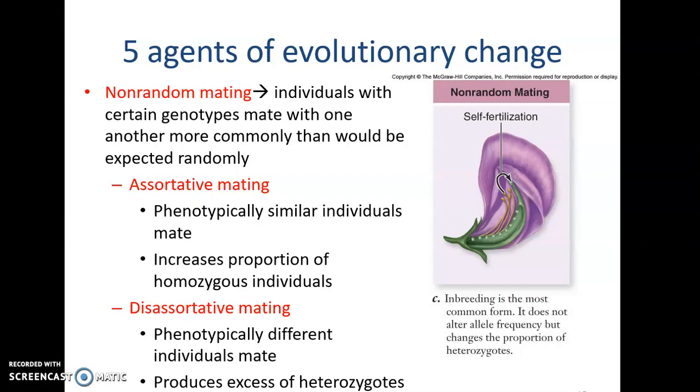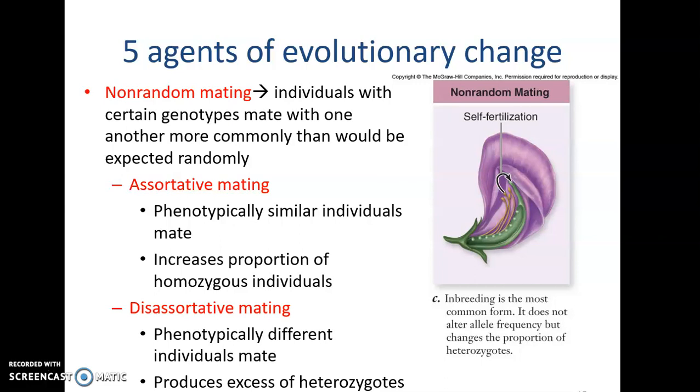Number 3, we have non-random mating. So there's some kind of pattern to how individuals choose their mates. Individuals with certain genotypes are going to mate with one another more commonly than would be expected on a purely random basis. This can take the form of assortative mating or disassortative mating. In assortative mating, phenotypically similar individuals mate with each other, which increases the proportion of homozygous individuals.